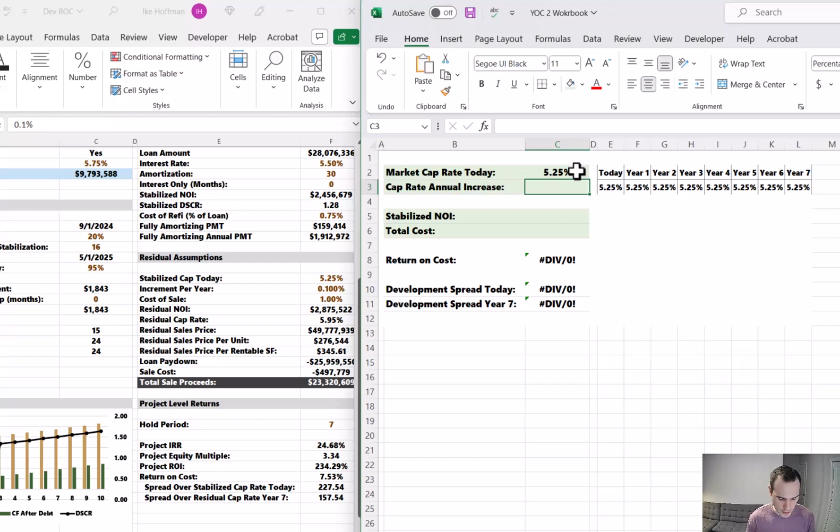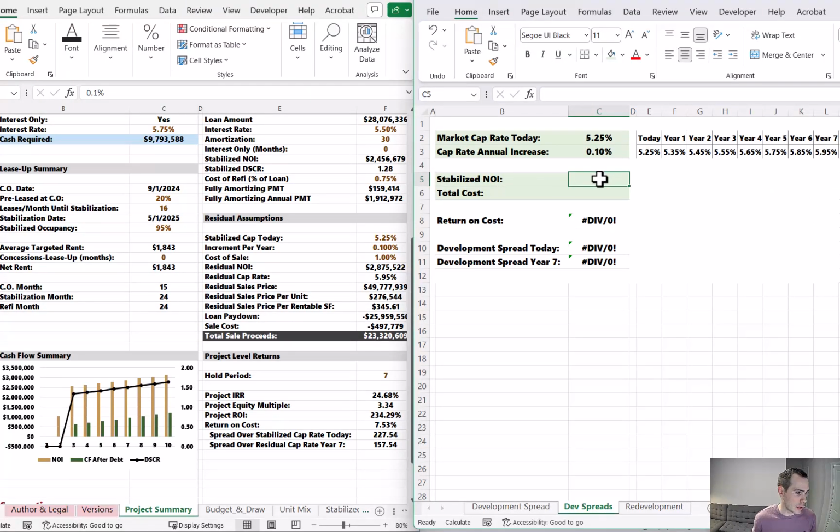So I put in 5.25. I'm going to put in 0.1%. And you can see that the residual cap rate is tracking. Today it's a 5.25 cap, and it's going to go up every year. So in our model, if we were to sell in year 7, we're saying we'd sell at a 5.95 cap, even though the cap rate today for this type of product is a 5.25 cap.